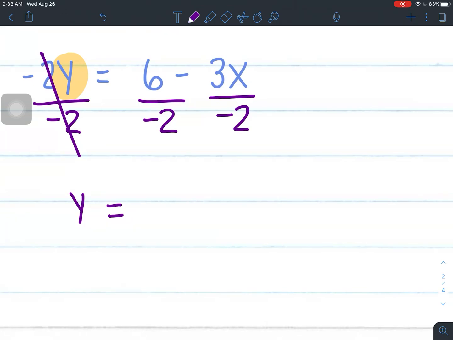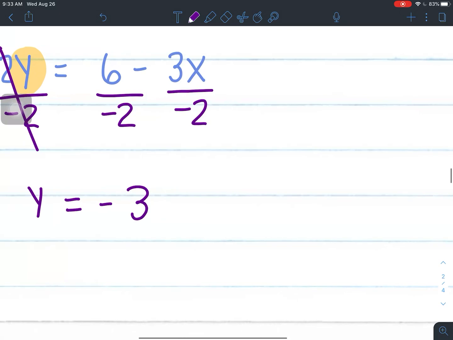Now, 6 divided by negative 2. I want to see if I can simplify that, and I can. 6 divided by negative 2 gives me negative 3. Okay? And then I have negative 3x divided by negative 2. Well, you can put negative 3x divided by negative 2, but you can actually simplify that. I want to point something out to you. A negative divided by a negative is a what? A positive. A negative divided by a negative is a positive. So you want to be super, super, super careful about that.